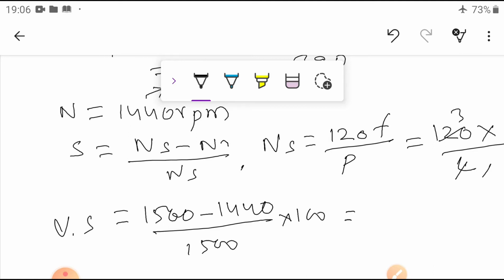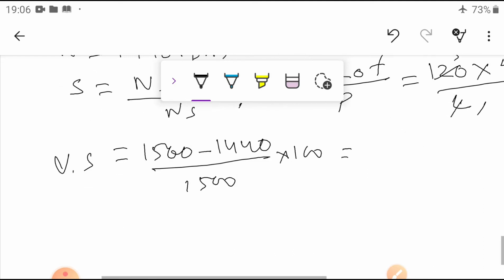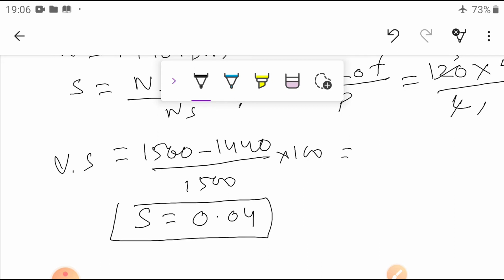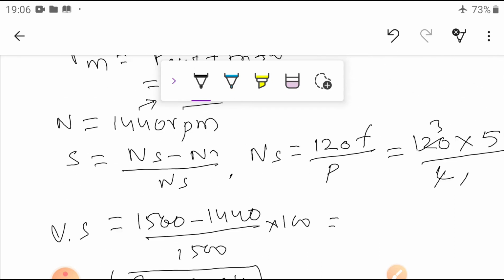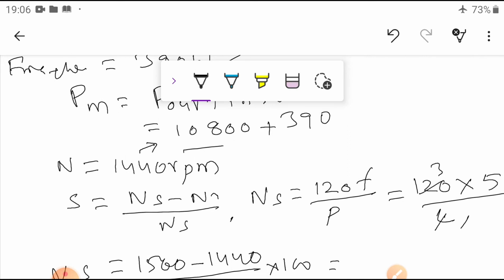What is the value? We get the slip S equal to nearly 0.04, that is a 4% slip. So S we know. Already we calculated the PM here: 10,800 watts plus 390 watts, simply adding with the calculator, we get 1190 watts. So that is equal to PM.